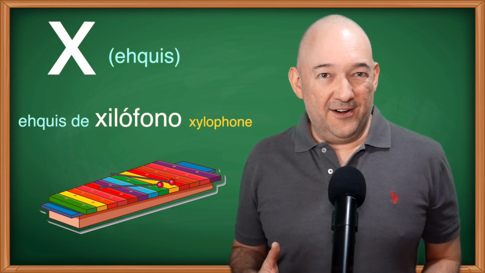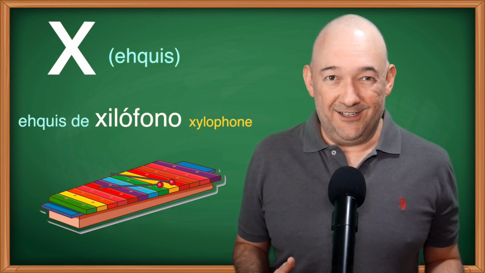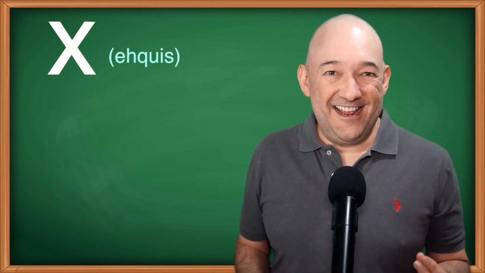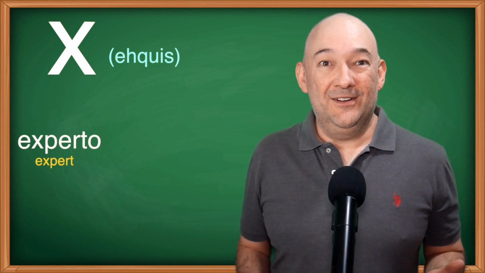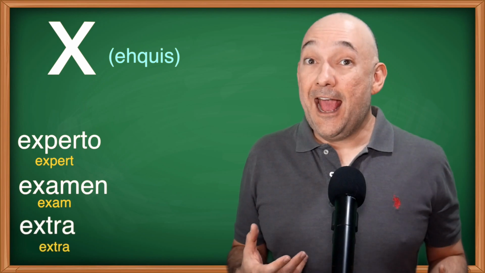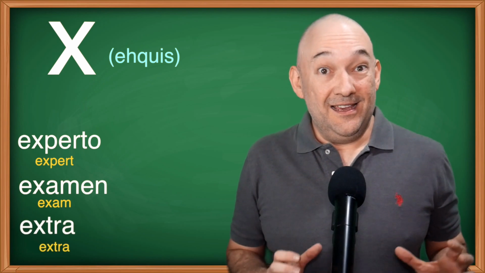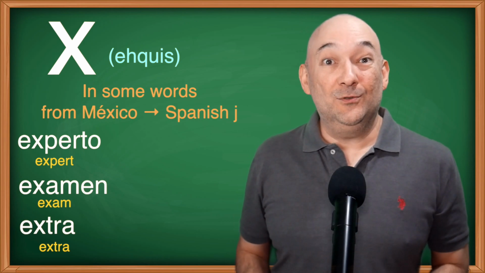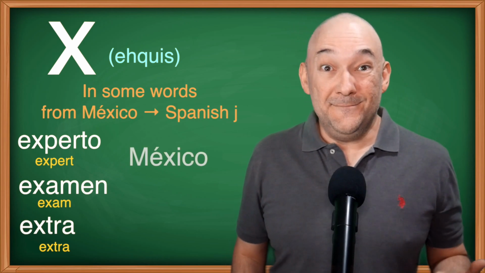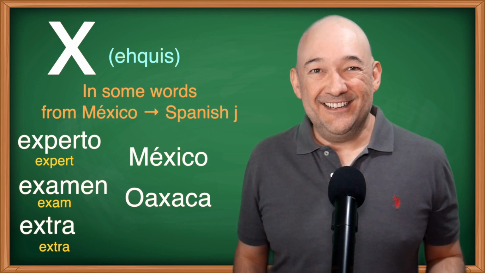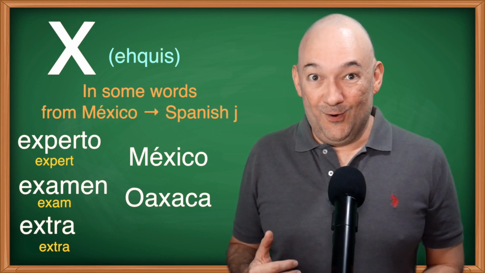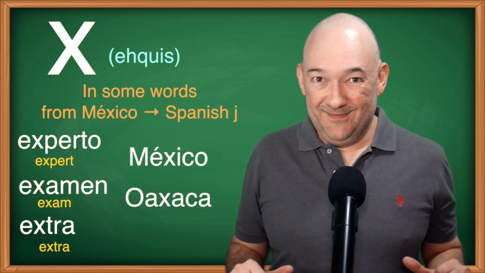This is another letter that is not used so often in Spanish. Most of the time, it makes the same sound as the X in English. Experto, examen, extra. But in some words that come from Mexico, it makes the sound of the J. México, Oaxaca. México in Spanish is México, no Mexico. Y.